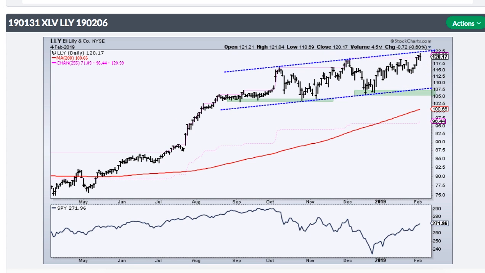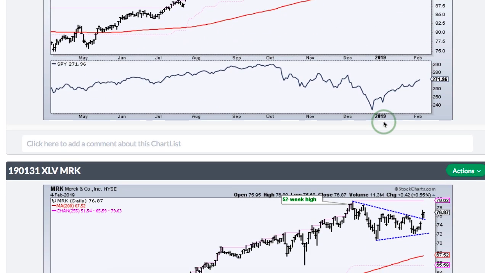It was hitting 52-week highs in October, in early December, and now here in early February. So a clear uptrend and clear leadership. Leadership attracts attention from the institutions. And that's where you want to be.